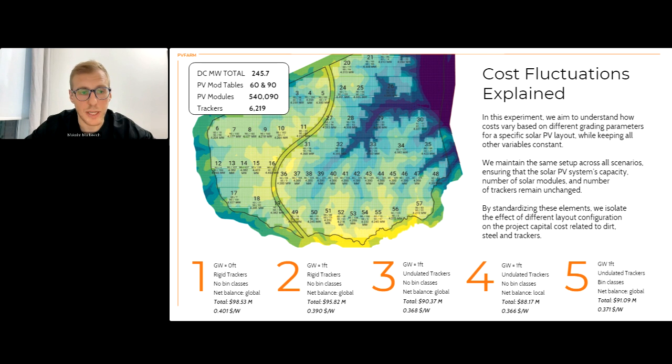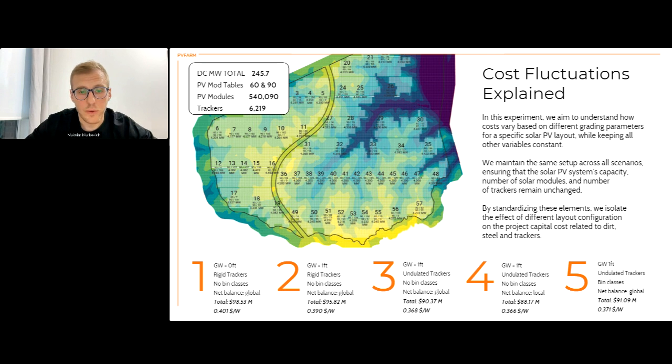We decided to play with parameters such as gradient window, rigid or terrain following trackers, binning piles, no binning piles, and running gradient globally or locally. We just wanted to see how the same project can be costed differently, right? So you can see here on the slide five options. The first one is gradient window 0 feet, rigid trackers, no bin classes, global net balance. Then the second one has a gradient window, rigid trackers, no bin classes, global net balance, right?